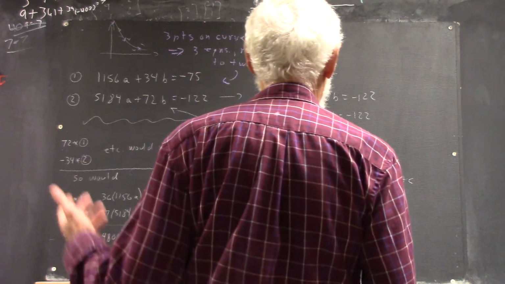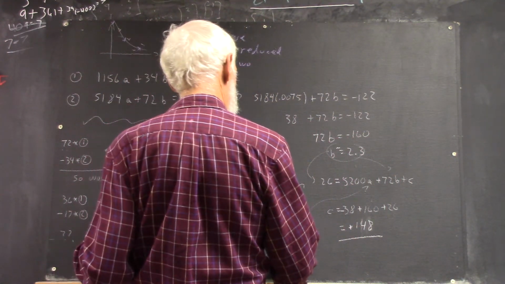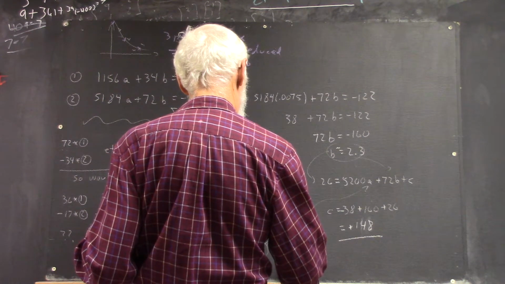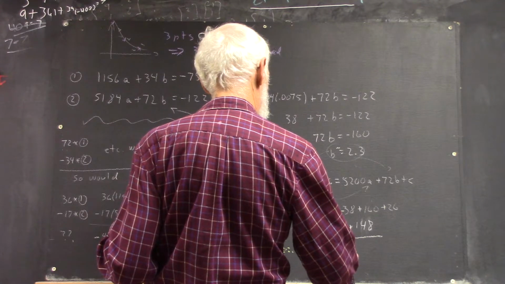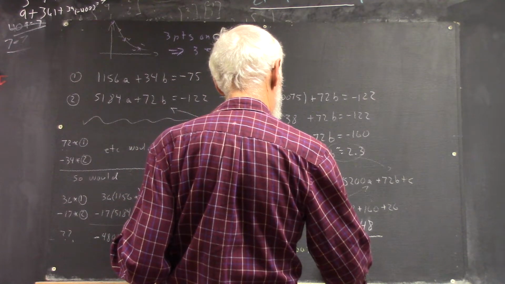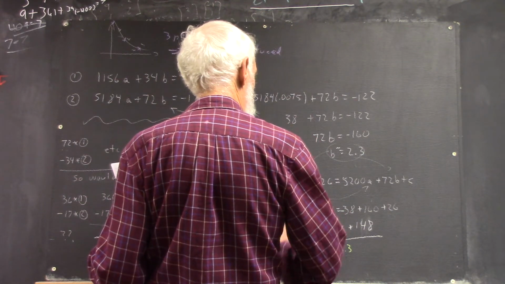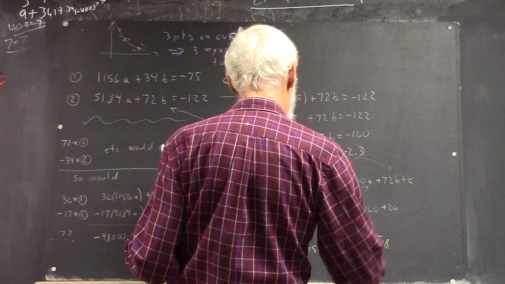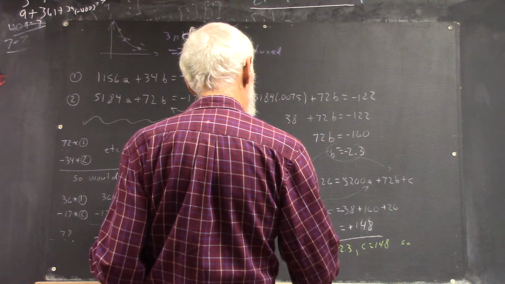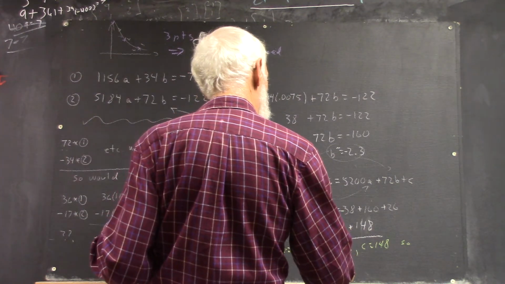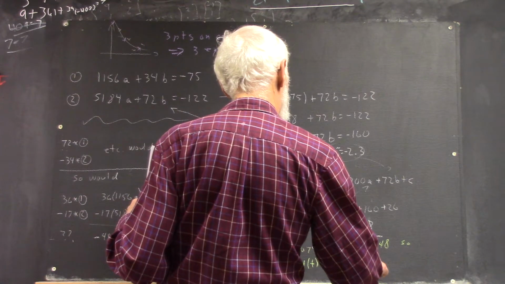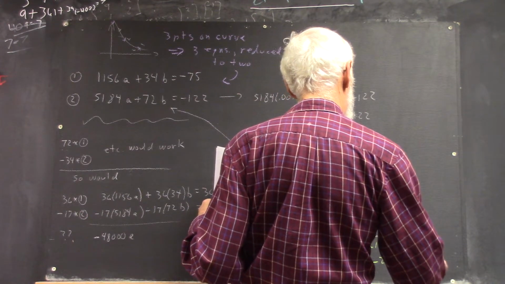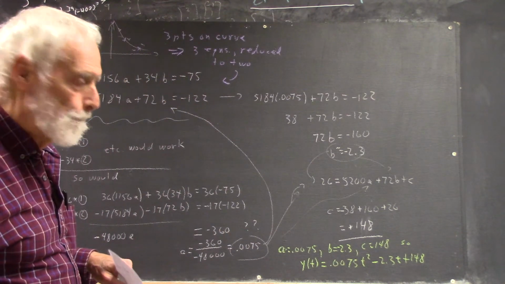What do we do with this after we get the solution? So our solution is, and that's negative 2.3. So we get y of t equals 0.0075 t squared minus 2.3 t plus 148. Okay?